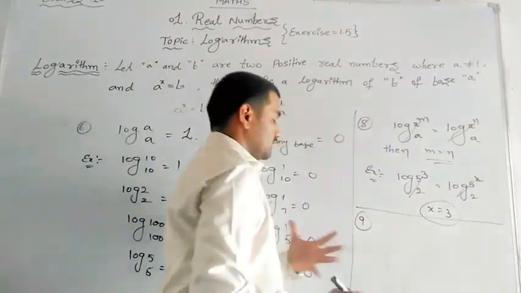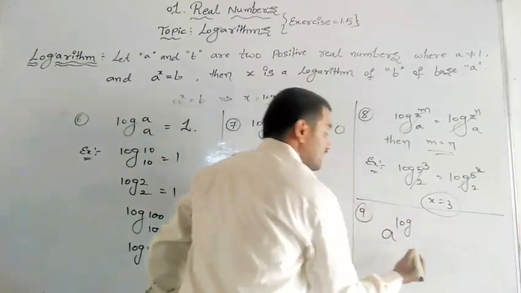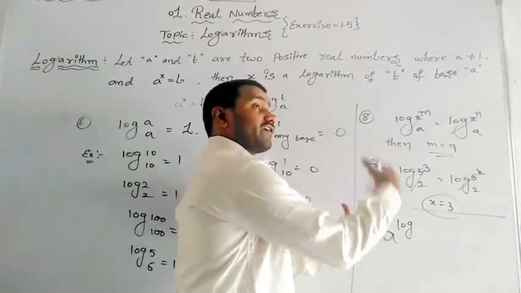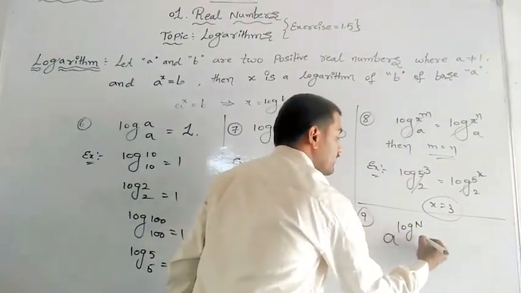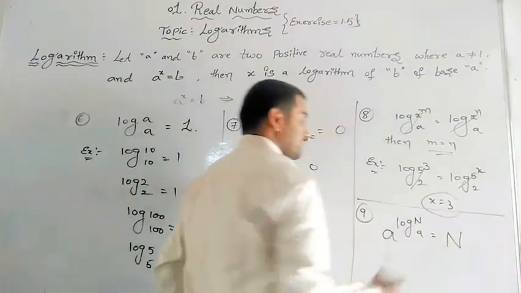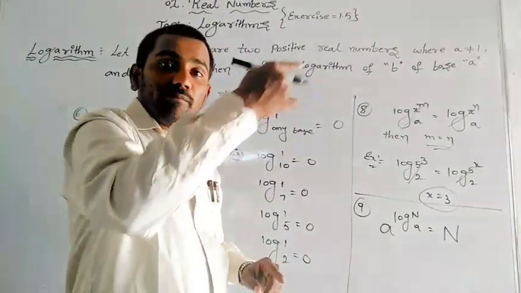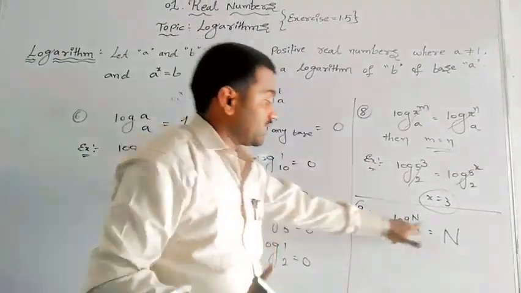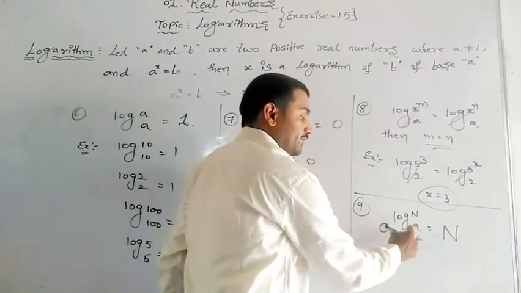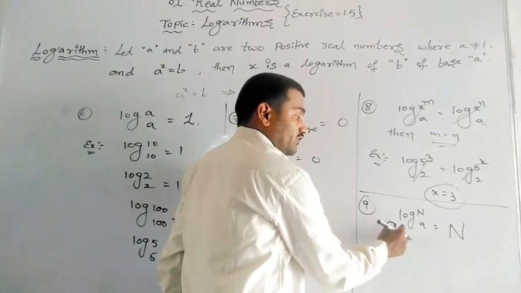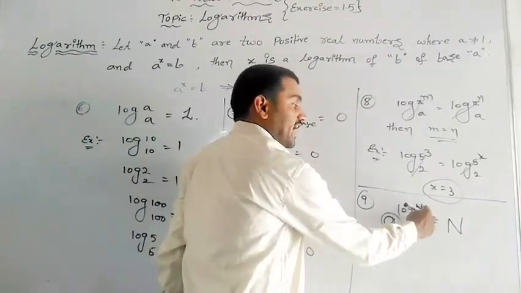So next two formulas. One of the formulas is the ninth one, where we can write a to the power of log n base a equal to n. Remember, in a to the power of log n base a, the log n base a is in the exponent place, and a is the base. These two should be the same, then only the answer will be n.